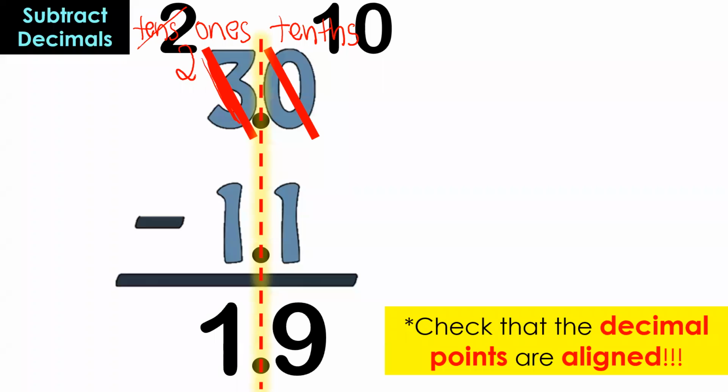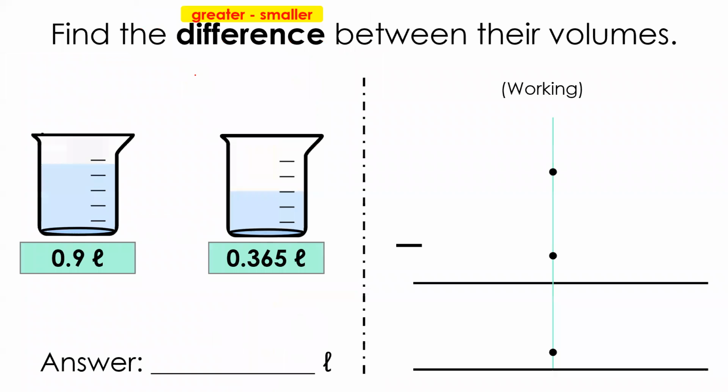So let's take a look at the first question. But before that, always remember that we always have to check that your decimal points are aligned in one straight line. Just like your addition, decimal points have to be in one straight line. Now let's take a look at the first question. The question says, find the difference between their volumes, between beaker A and beaker B. I'm going to find the difference. So I know that for difference, I have to subtract greater minus smaller. So take a look at the volume of water in both beakers. Which is the greater volume?